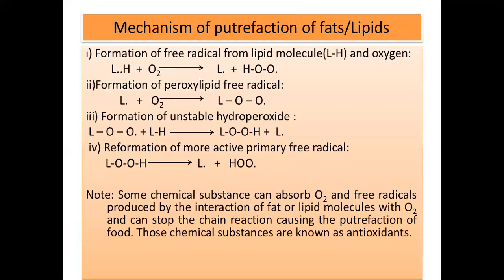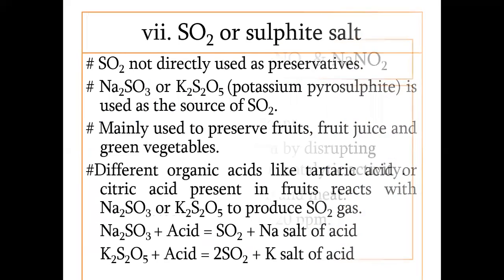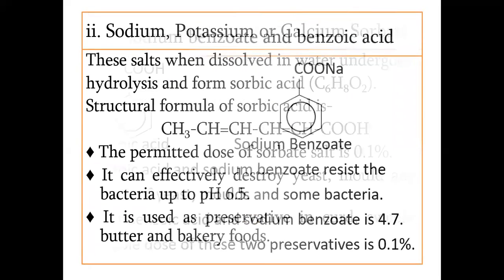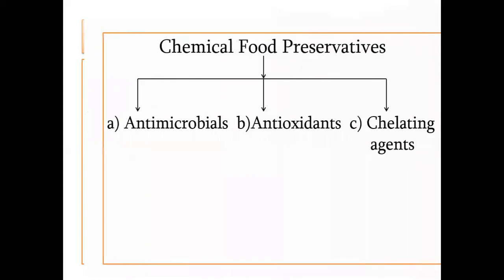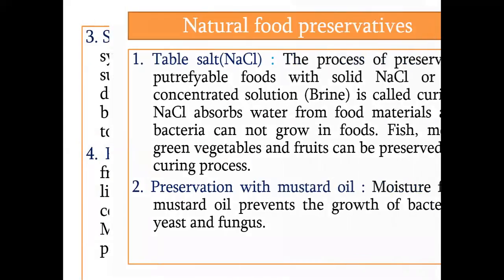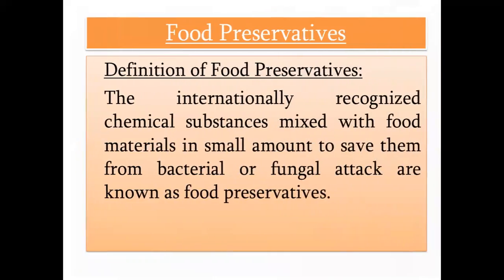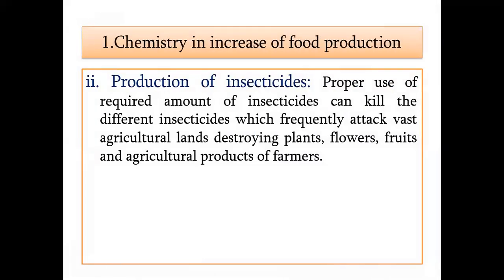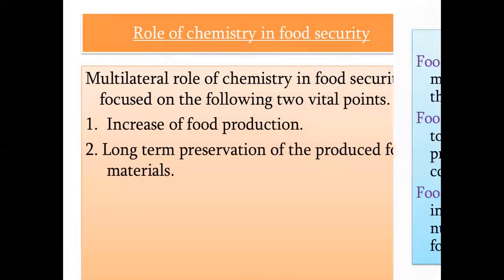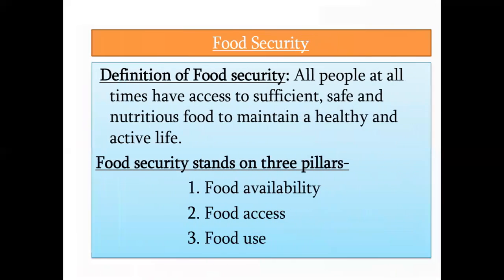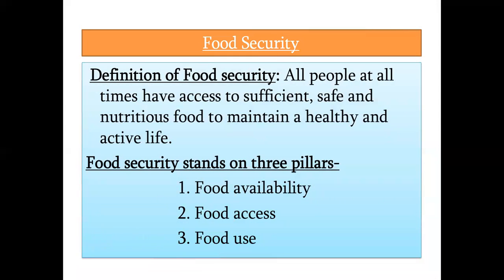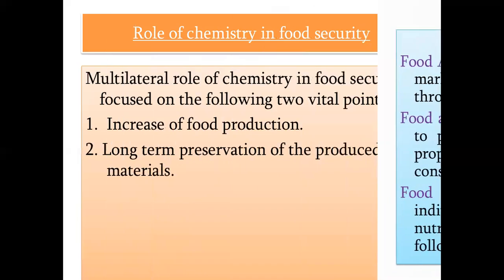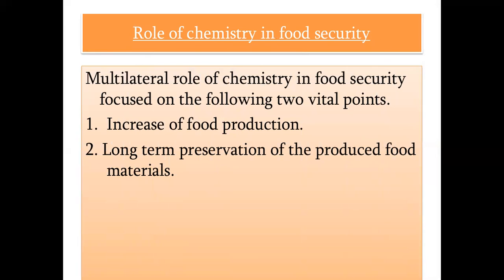Again, I am going to discuss from the first lesson. Okay, just observe here. Slide number one: food security. This is the definition of food security. Then there are three pillars of food security: food availability, food access, and food use. Role of chemistry in food security.